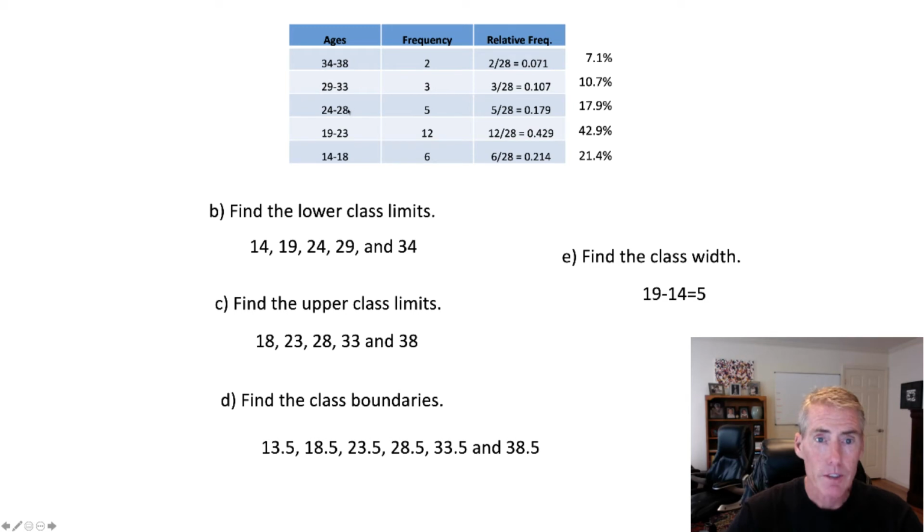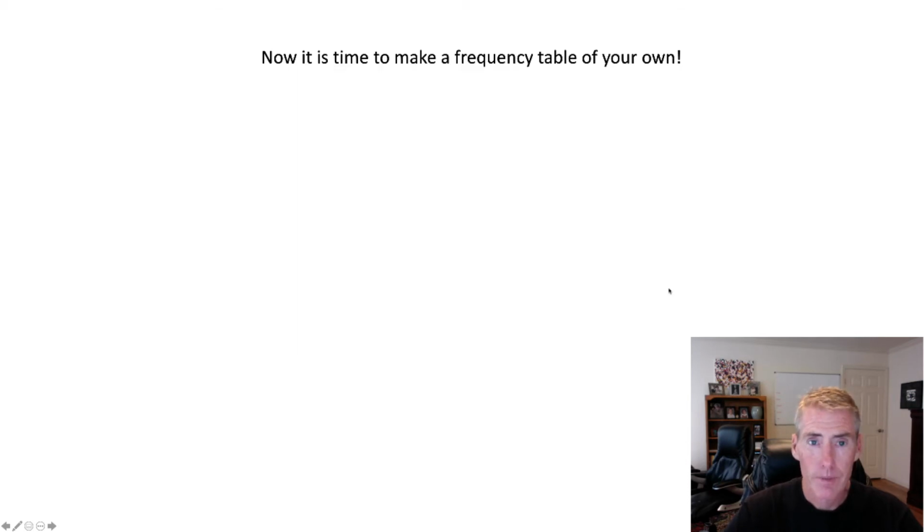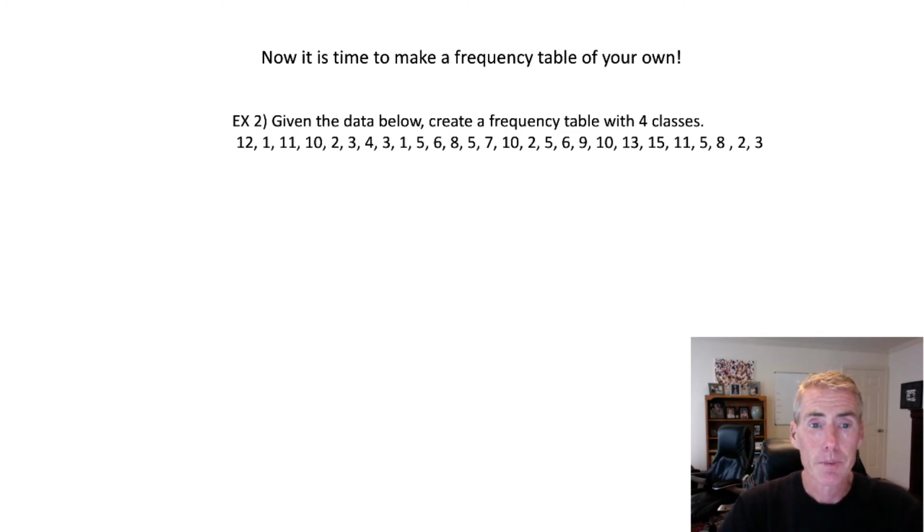Or you can even do it on this side. 28 minus 23, it also gives you the 5. So the width shows up over and over again on this side of the table right here. But the easiest is just subtract 2 consecutive lower class limits. That is the width.